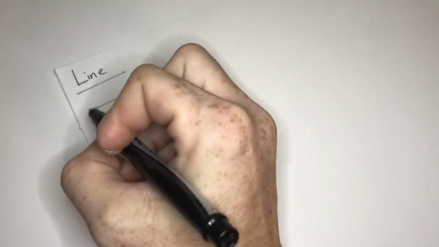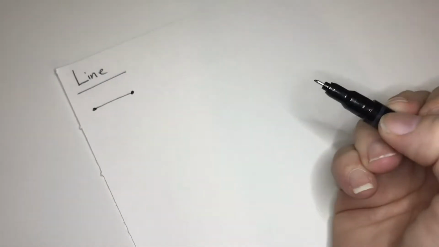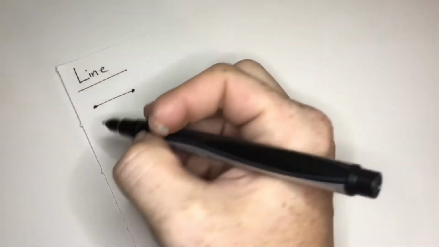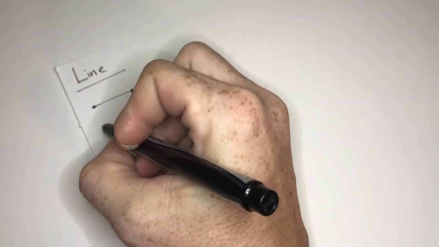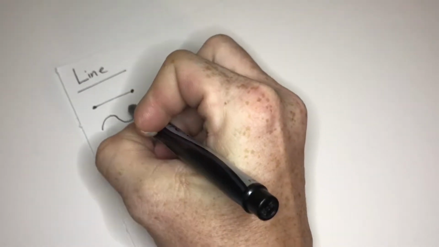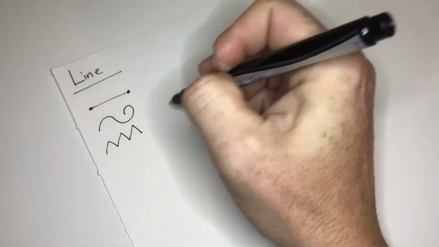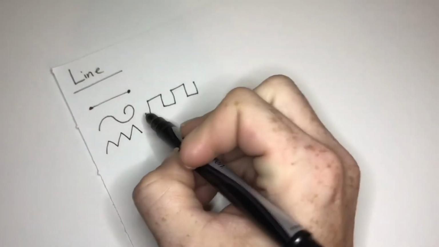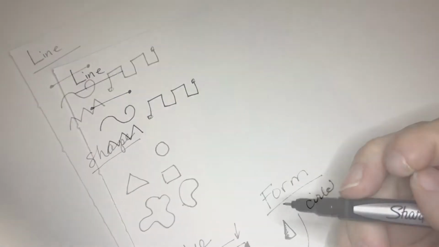A line is when a mark starts at one point and finishes at another. Very similar to like in math. But it doesn't matter the way that you get from point A to point B. You can have a line that is swirly, zigzaggy, or just goes all over the place. But as long as you have that point A and that point B, you have a line.